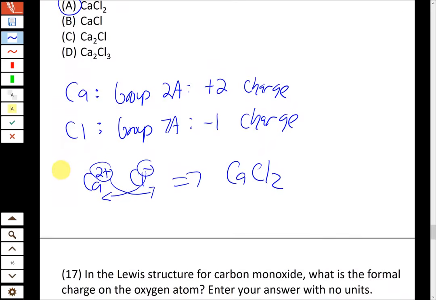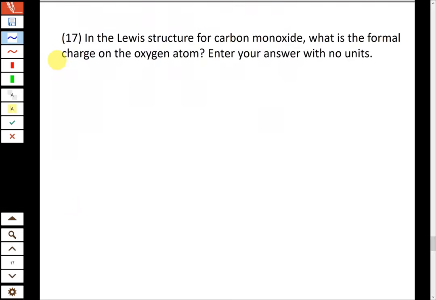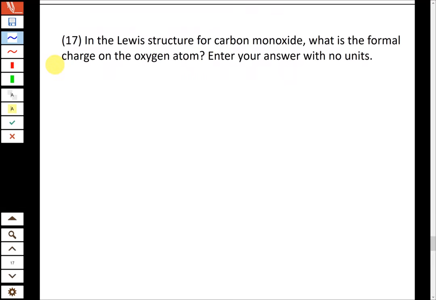Anything else? All right, the next one deals with Lewis structures. A deceptively simple one, but one that breaks some of the common trends that we see for Lewis structures. So we have the Lewis structure for carbon monoxide.